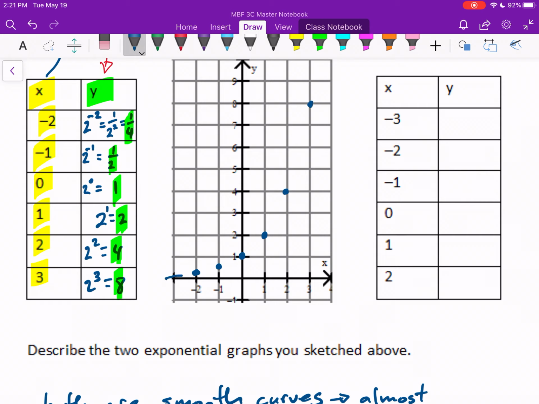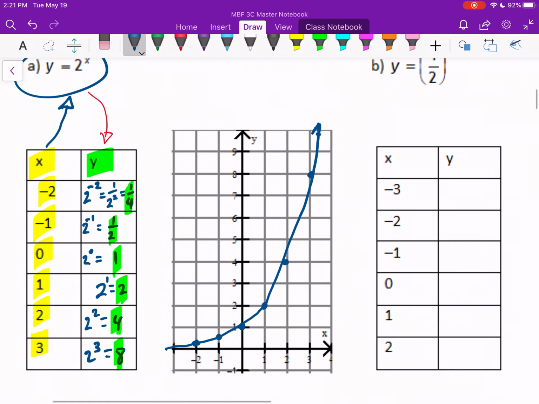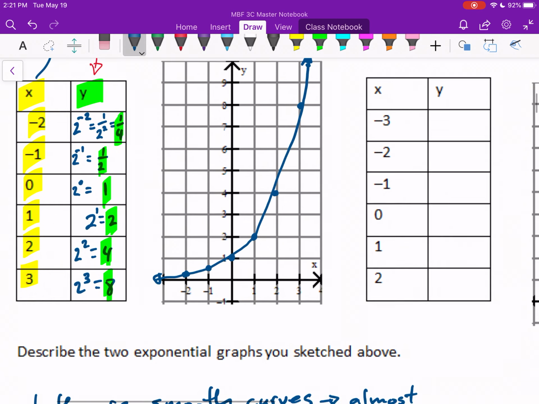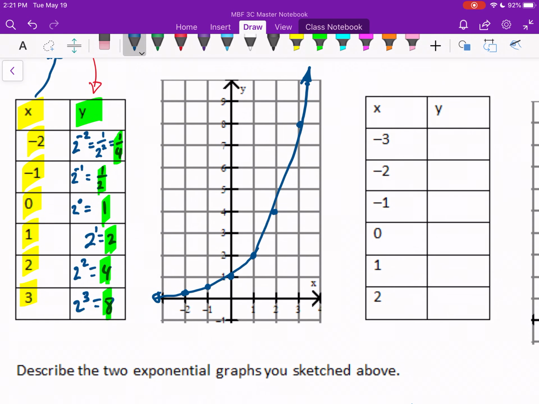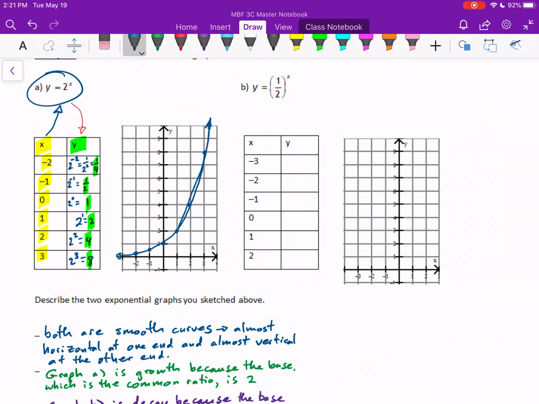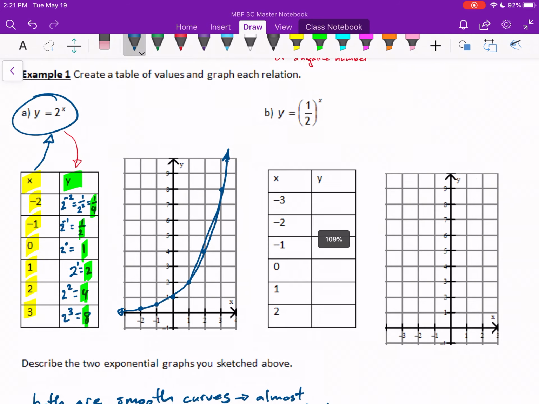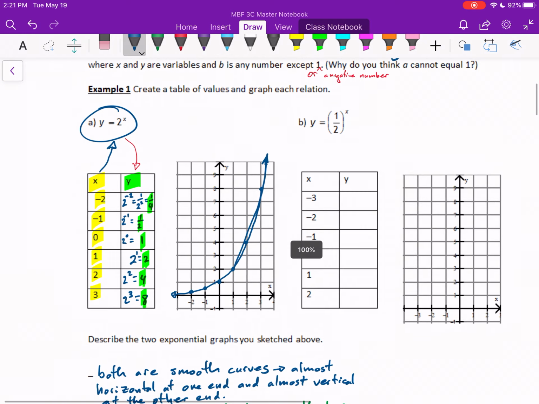Then we connect these with a smooth curve, at least to the best of our ability, which for me is always a little bit shaky, but there you go. Could have been a bit smoother here. Try to smooth that out a little. There it is. There's my graph. All right, let's do the same thing for part B.